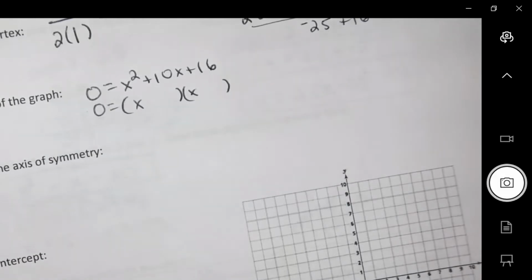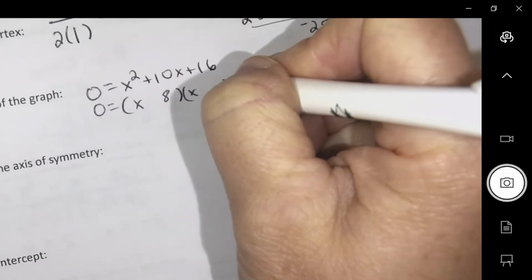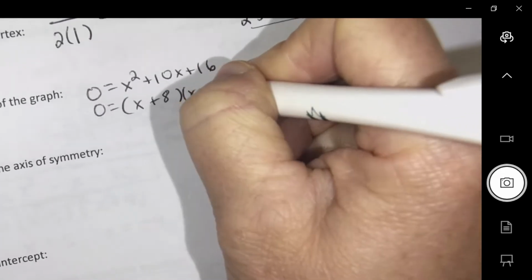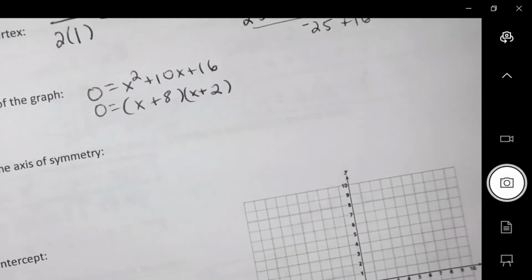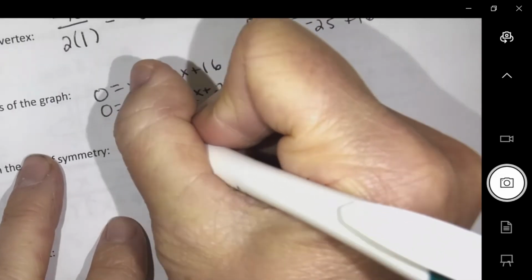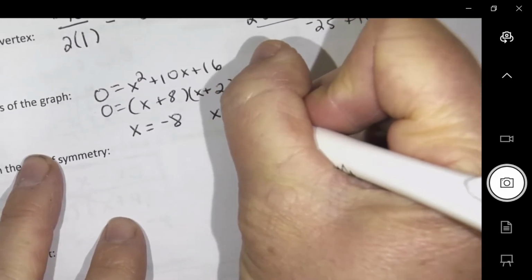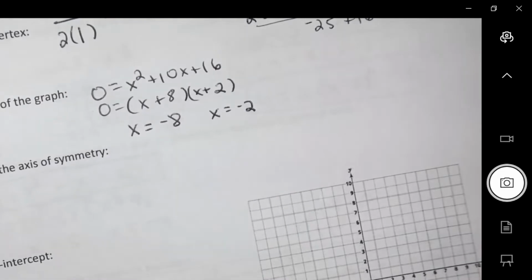Okay, so multiplies to 16. Are you going to pick 8 times 2, plus, plus? Because it multiplies to 16 and adds to 10. And then you're asking what number would I put in there to cause that to be a 0? Okay.